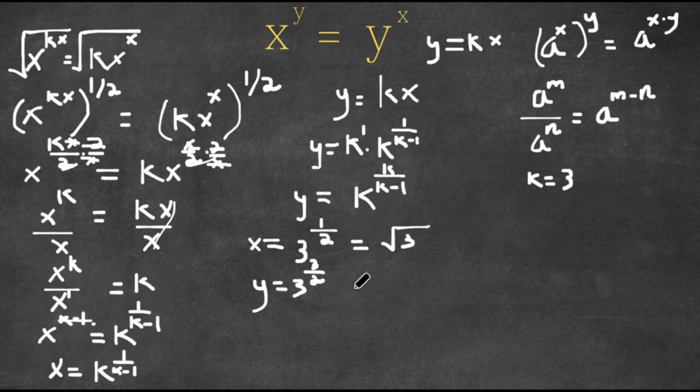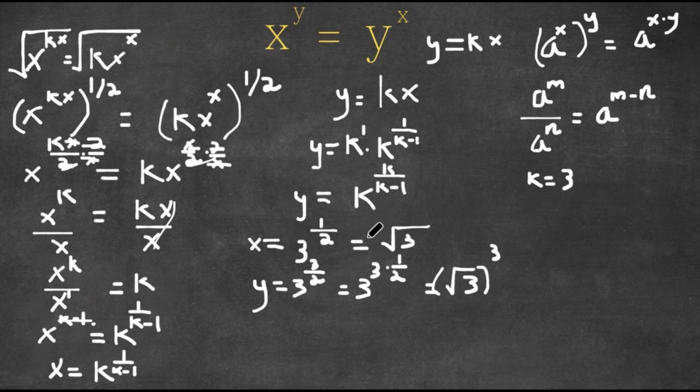Now, this is the same thing as 3 to the power of 3 times 1/2. And this is the same thing as the square root of 3 to the power of 3. So now, as you can see, we have our values for x and y.